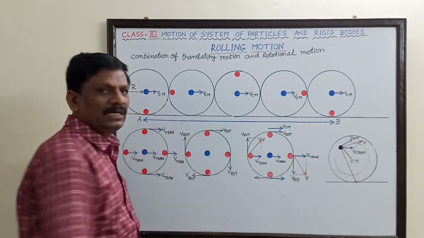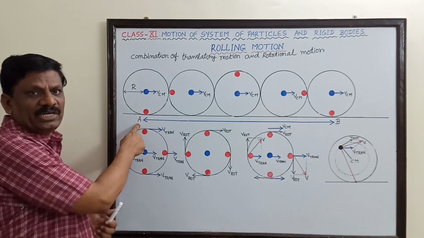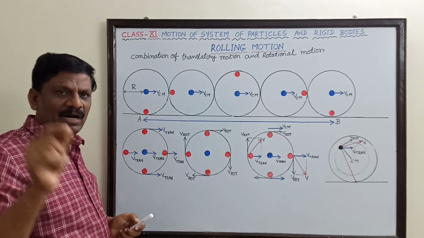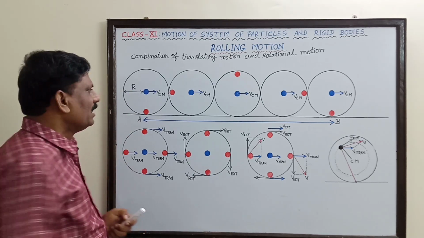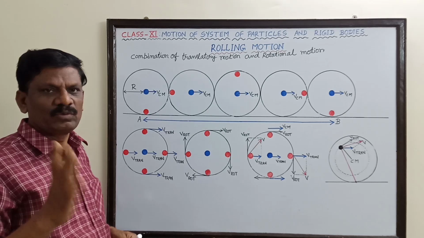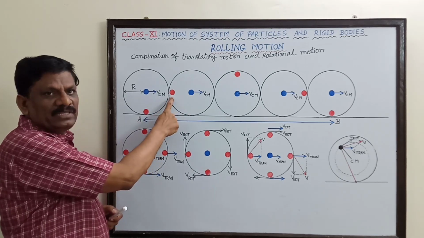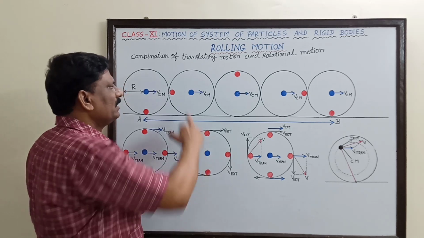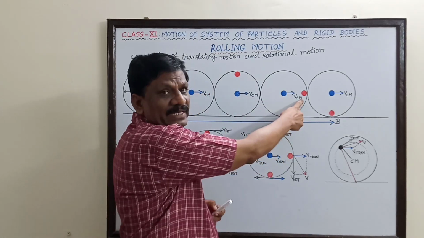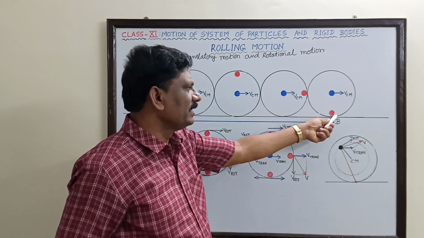Okay, now you can look at the board. The same wheel is diagrammatically represented. So I take A as the initial position of the wheel. The red colored particle is the particle on the rim, the outer edge of the wheel, and the blue colored particle is at the center of mass, and R is the radius of this circular wheel. After 1/4 of the rotation, the particle at the rim has come to this position. After 1/2 rotation, this particle at the rim has come to the highest position. Then after 3/4 rotation, the position of the particle at the rim has changed, and finally after one complete rotation, the particle at the rim is here at B.